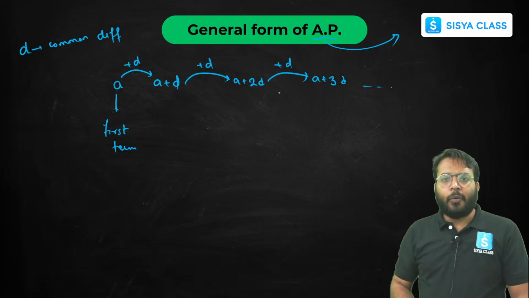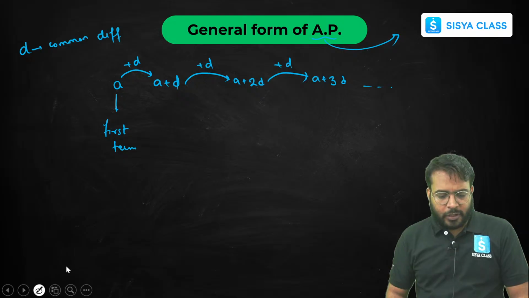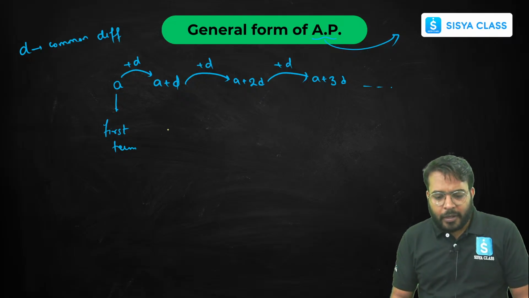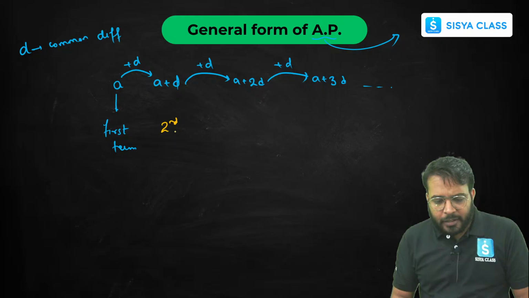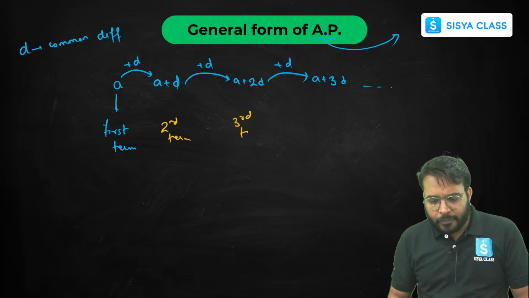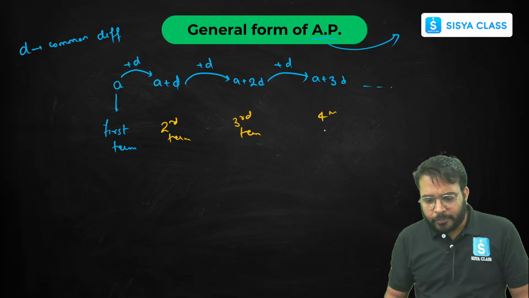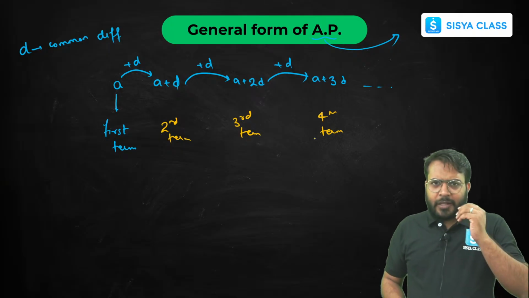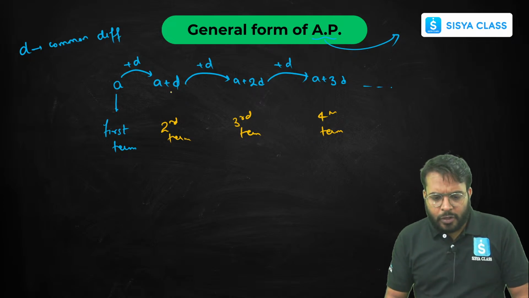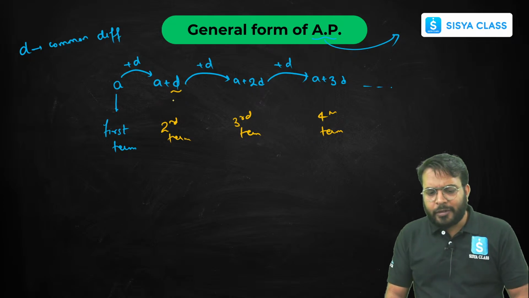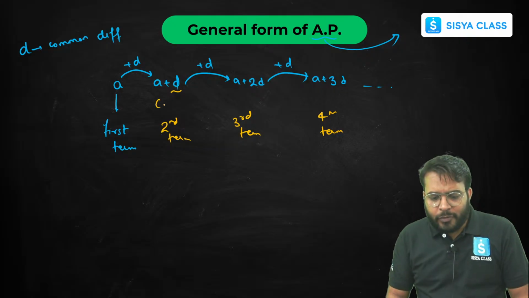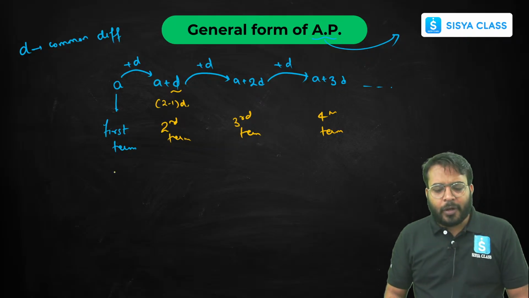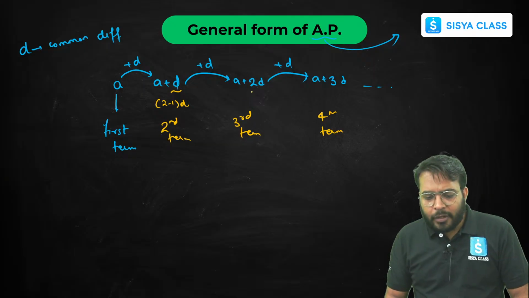Now here, can you see one thing, beta? This is my first term, this is my second term, this is my third term, this is my fourth term. In the second term, we are adding 2 minus 1 into D. In the third term, we are adding 3 minus 1 into D. In the fourth term, 4 minus 1 into D.